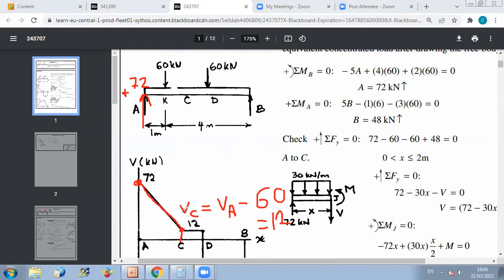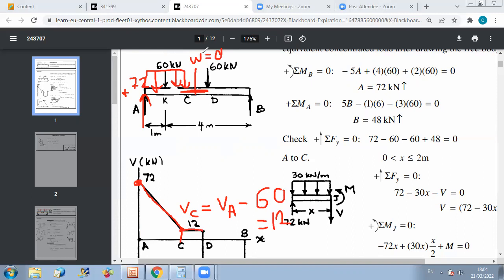Now, to continue, from C to D, there is no transverse load applied. You don't have any force applied between C and D. That's why the shear will not vary between C and D. It will stay constant. You can consider simply that omega is 0 here, so dV/dx is 0. The shear is not changing. It will maintain a value of 12 between C and D.